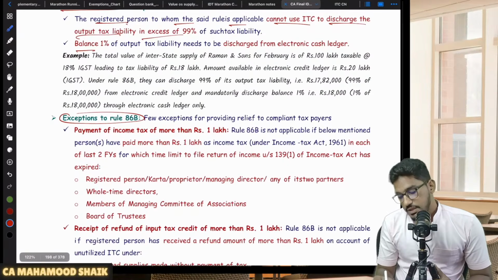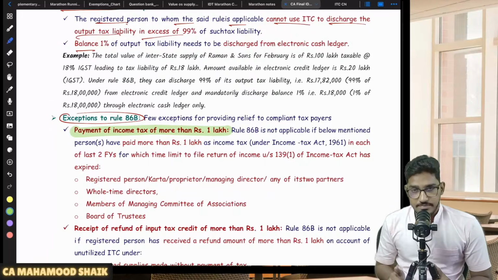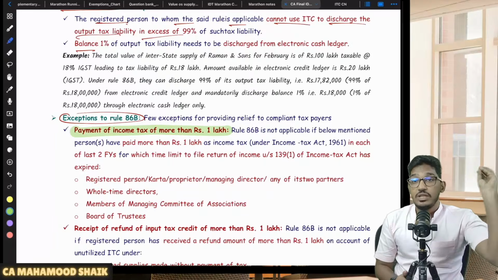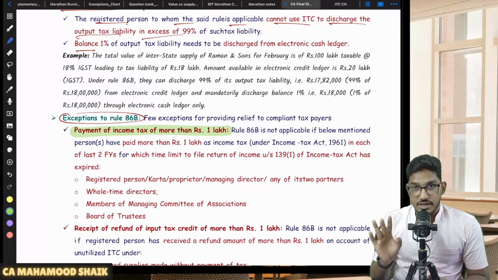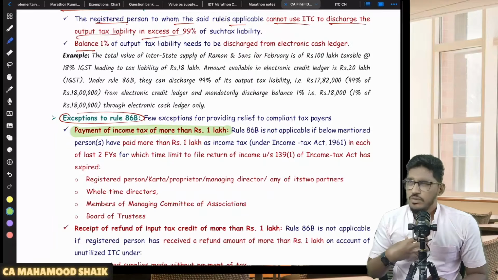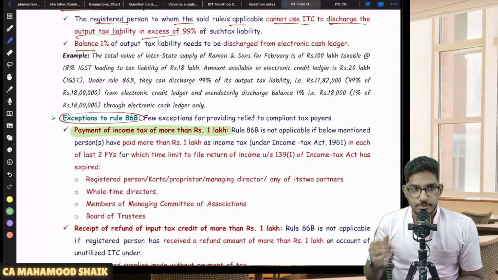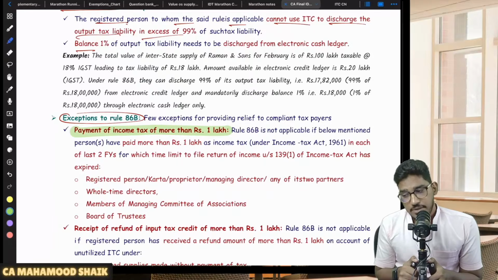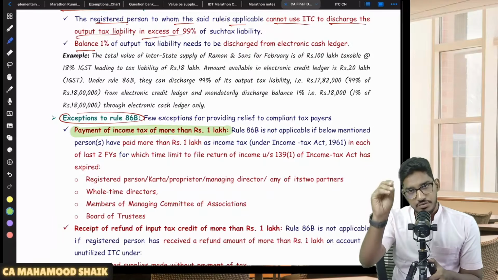But how to find out you are a genuine person? In case you have made a payment of income tax of more than 1 lakh rupees in each of the last 2 preceding financial years, not just in 1 year, then we will consider you as a genuine person. Since you are paying more than 1 lakh rupees of income tax, we will accept you as a genuine person, and we will not make rule 86B applicable for you. That means you can discharge 100% of your output tax liability using your input tax credit. No issue, we will permit.